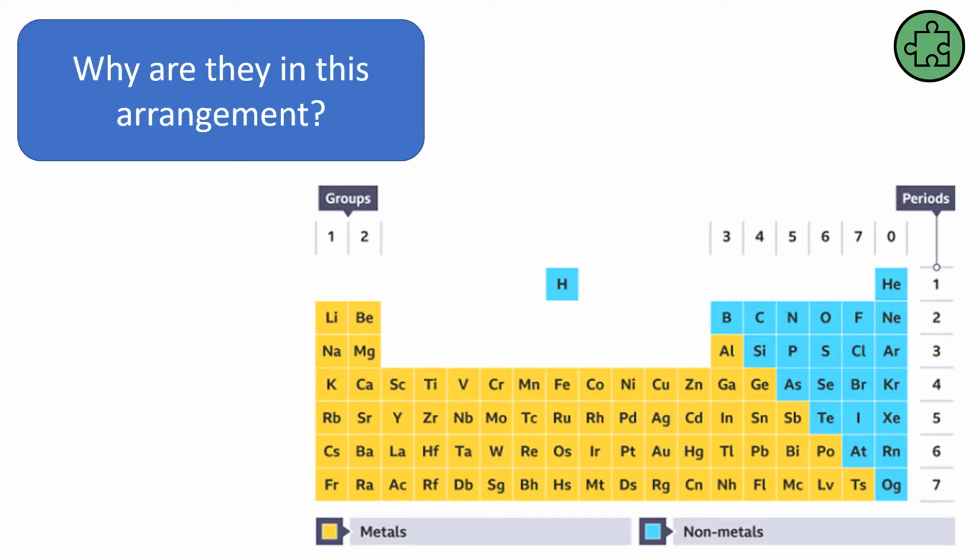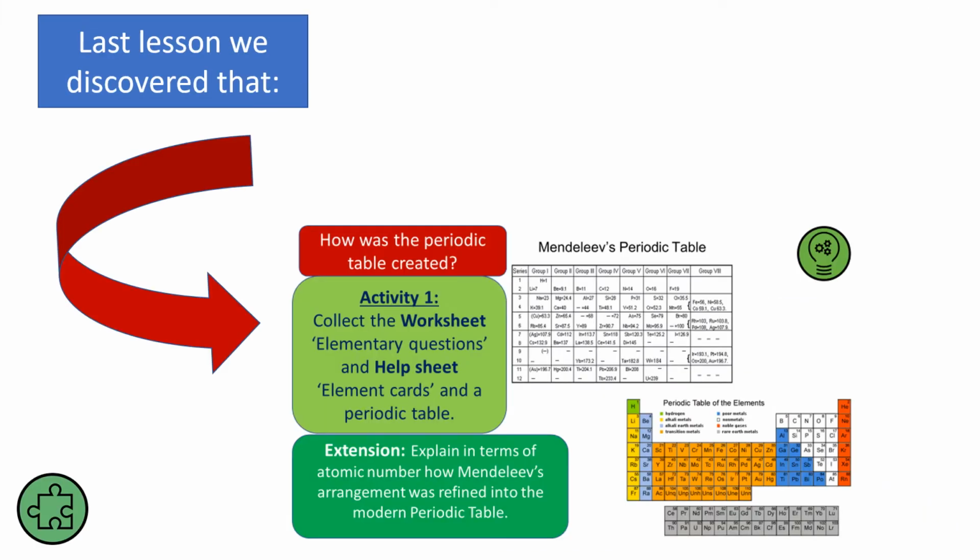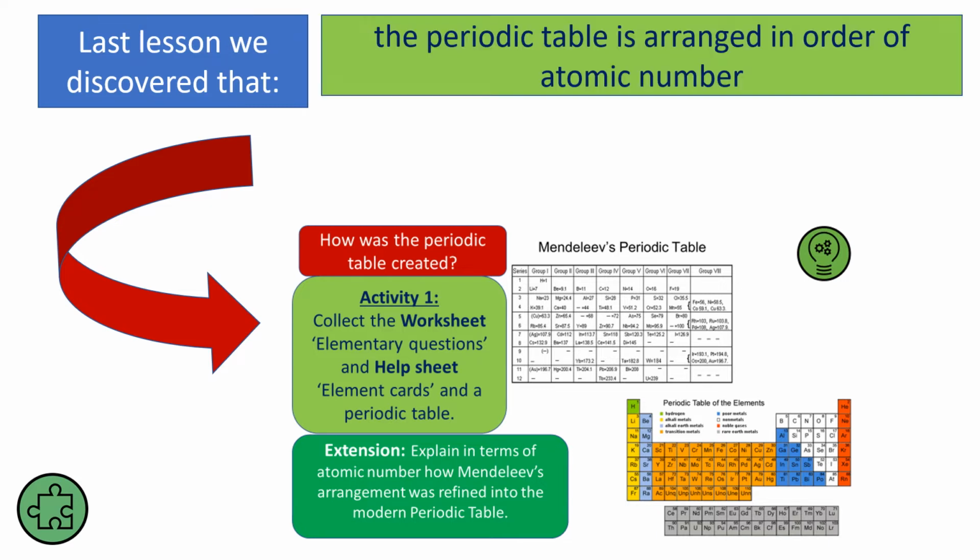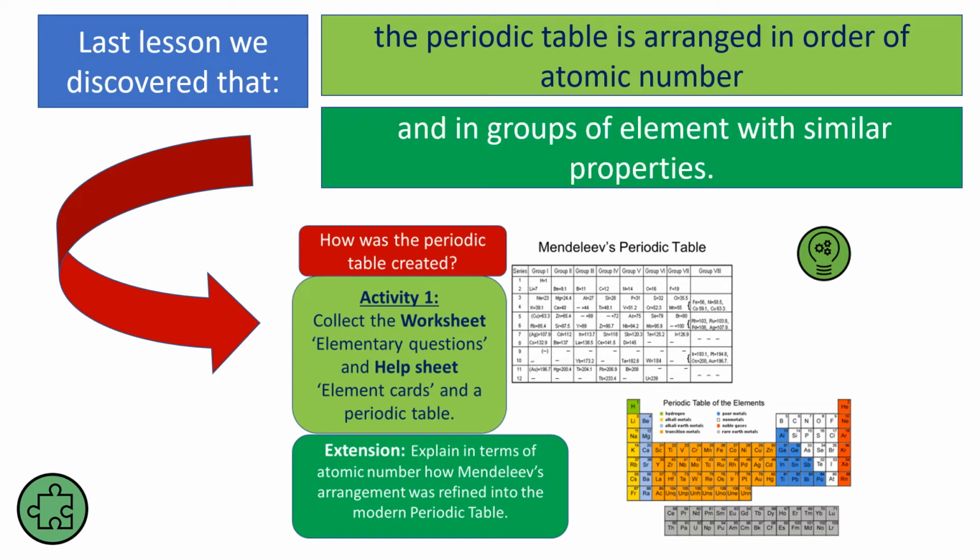Why is it then that metals are on the left-hand side of the periodic table and non-metals are on the right-hand side? In our last lesson, we discussed John Dalton, John Newlands and Dmitri Mendeleev and how they organised known elements in order of atomic mass. Our modern periodic table, however, is organised in order of atomic number.